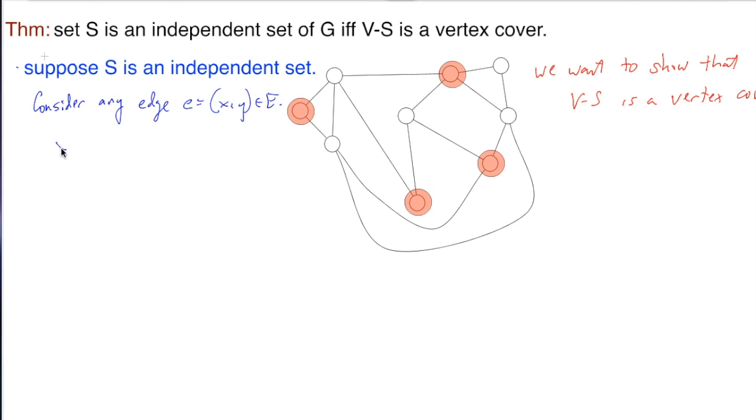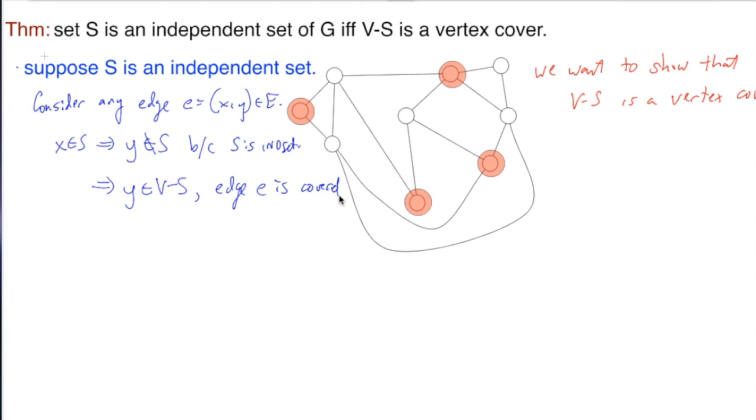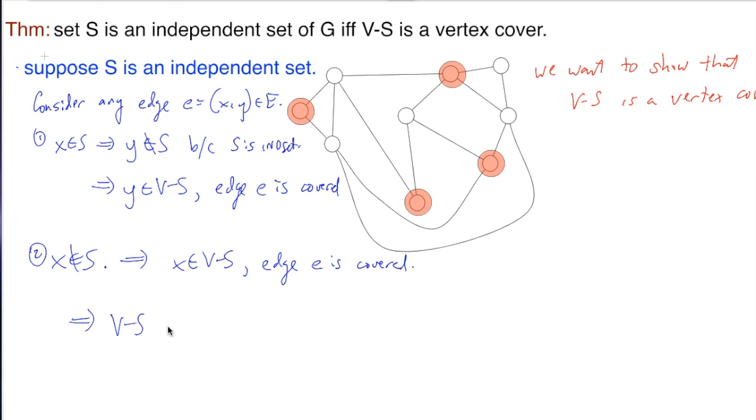In case 1, if x is in S, that means that y is not in S, because S is an independent set. And if y is not in S, that means that y is in V minus S, and so edge E is covered. Now consider case 2. Suppose x is not in S. Well, this directly means that x is in V minus S, which means edge E is covered. So this implies V minus S covers every edge in G, and so V minus S is a vertex cover.